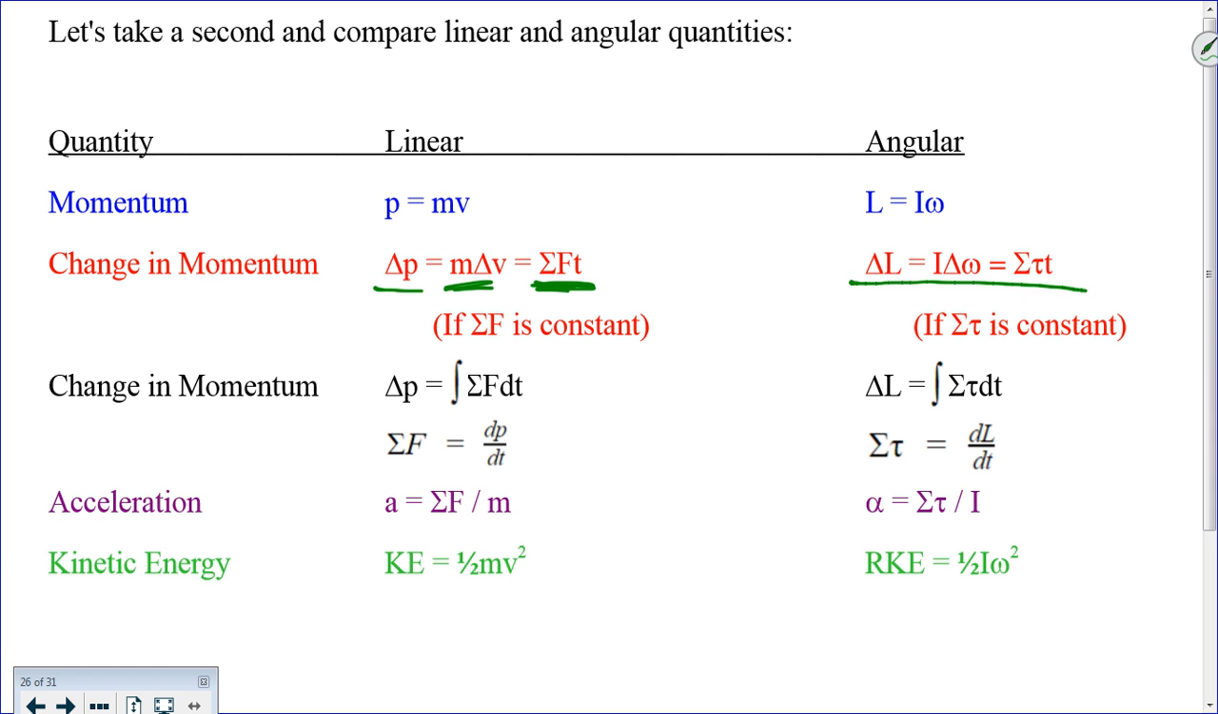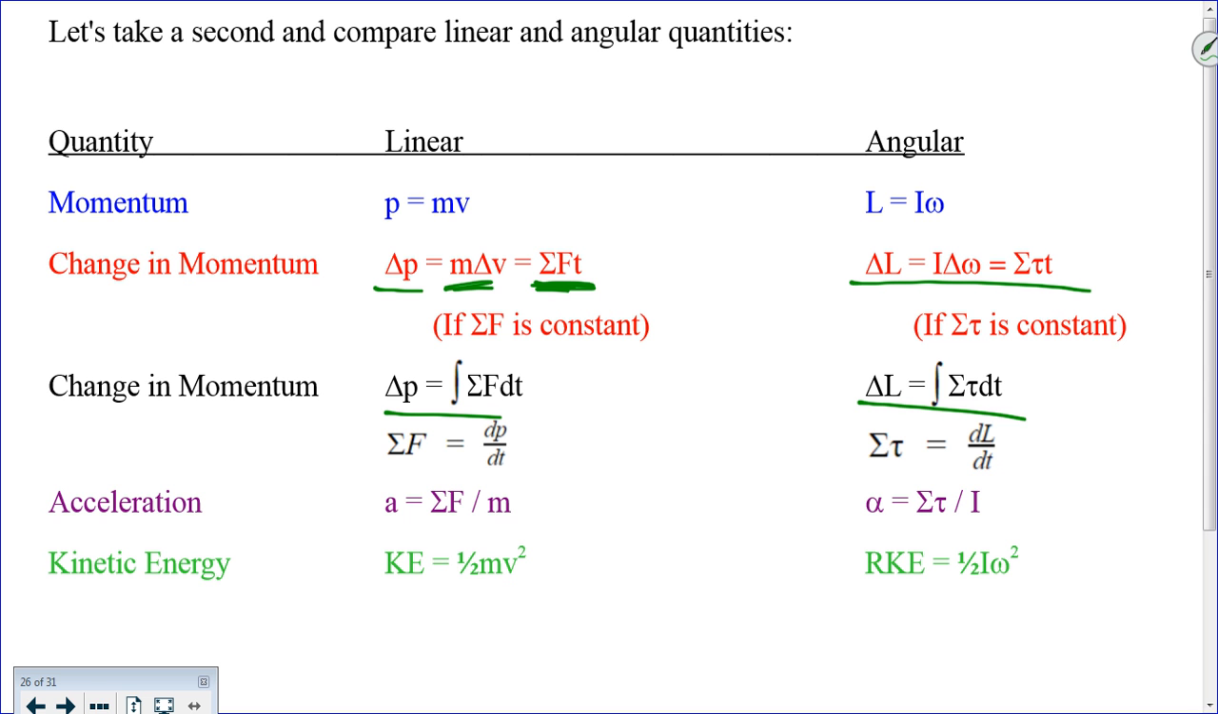This is the angular counterpart for that same equation. Our change in angular momentum: the only way you're going to change angular momentum is if you change angular velocity. And the only way that's going to happen is if you have a net torque acting on the thing for some amount of time. Cool? So this works if your net force or net torque is constant. If not, then you have to do integrals.